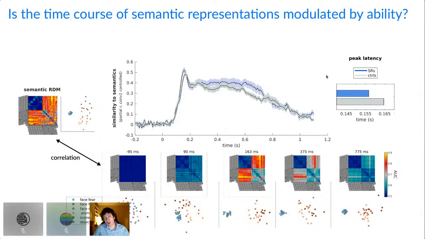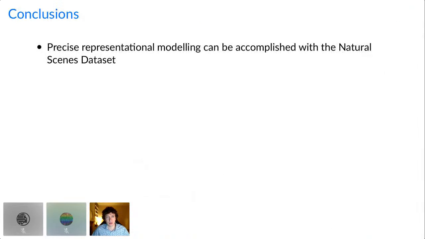And what we noticed at first glance is better correlation in the super recognizers early on, before 200 milliseconds, and also this kind of bump around the P300, lasting all the way until 700 milliseconds. Earlier peak latency for the super recognizers compared to the controls as well. So this is interesting because it suggests that the incredible perceptual ability of the super recognizers is related to semantic representations. So I'm going to stop here and conclude.